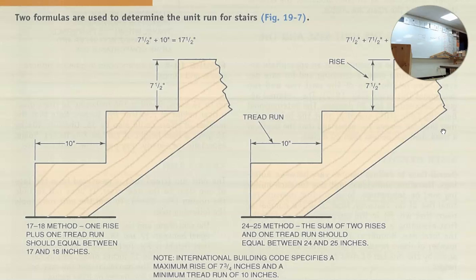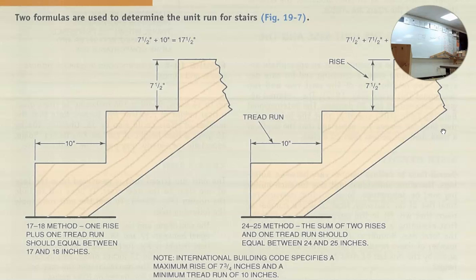All right, so here are those two formulas. Basically we're taking one and one. So we have the tread here and the riser. So 10 and 7.5 is 17.5. Does that fall between there? Yeah, so that's a good workable set of steps. Over here on the 24-25 method, for the sum of two rises plus the tread, so twice 7.5, 7.5 and 7.5 would be what? 15, and 10, 25. Same thing. That's a good set of workable steps, right?